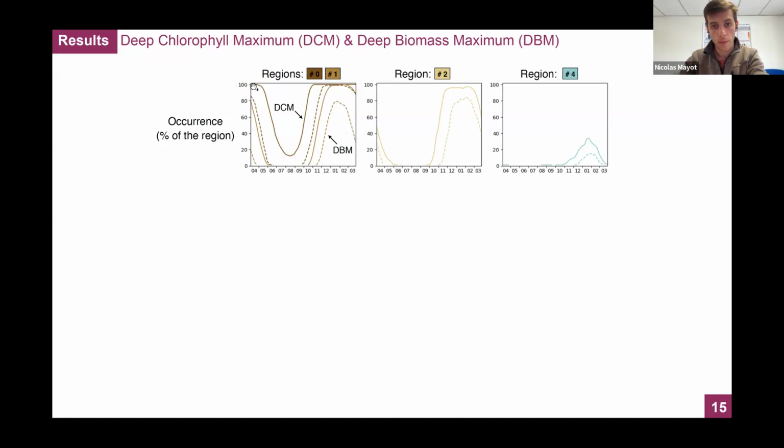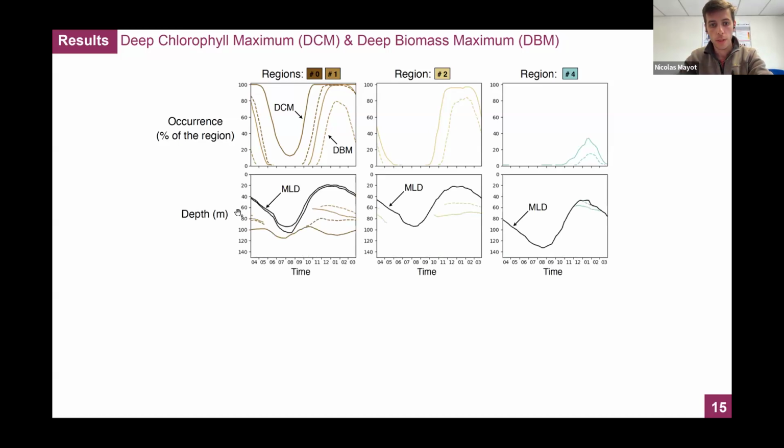And so here, when you have 100%, that means that every pixel of this region is showing a DCM or a DBM. And if you are at 0, that means that none of the pixels associated with this region is showing this type of feature. And so we can see, for example, that in the polar region, this feature mostly appears in January and in February, so in summer, and only for 30 or 40% of this region.